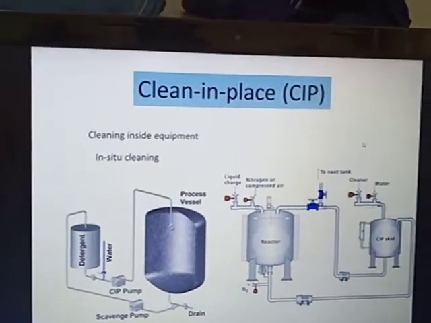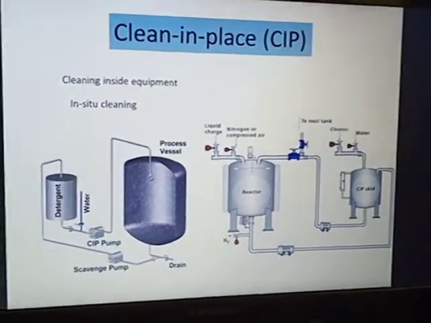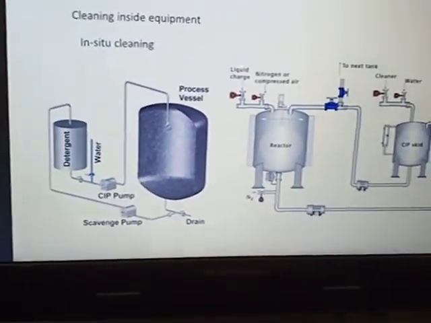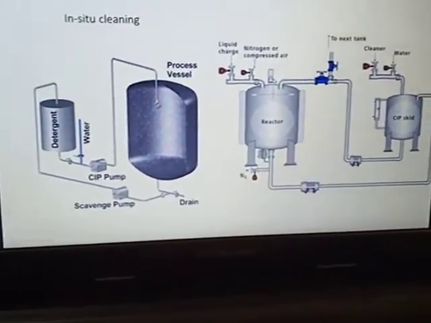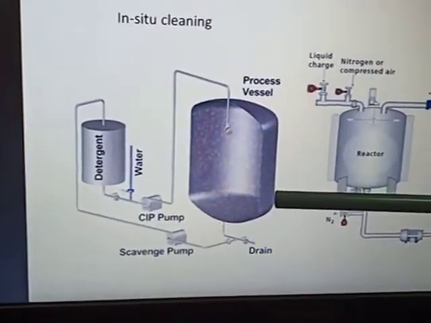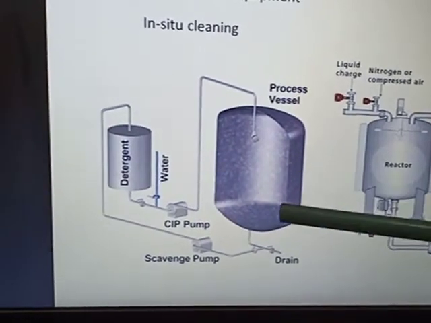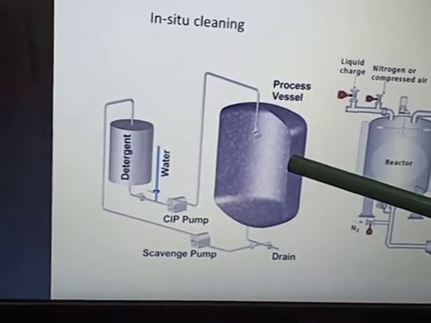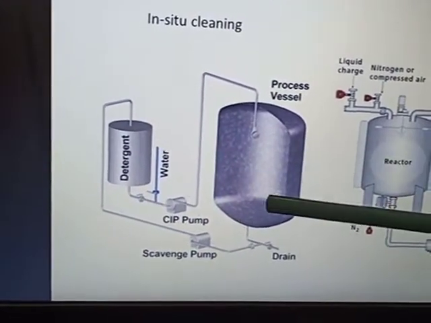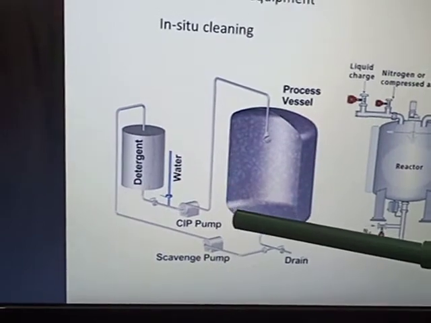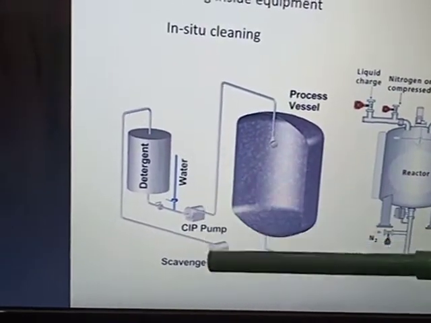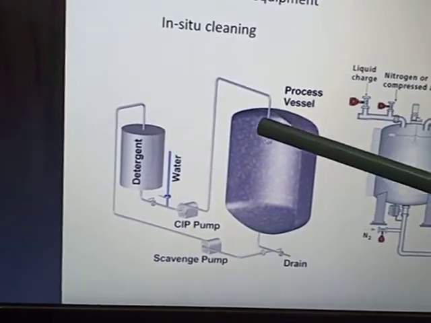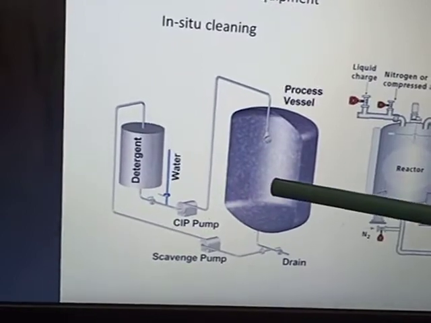Okay, what is cleaning in place? CIP is cleaning inside equipment. If you look at these two diagrams, let's concentrate on the first diagram. You have a process vessel, like a pot where you cook your food material. There will be a cleaning system built in to clean the process vessel, so you don't have to go into the vessel and do the scrubbing, but the machine will do it.